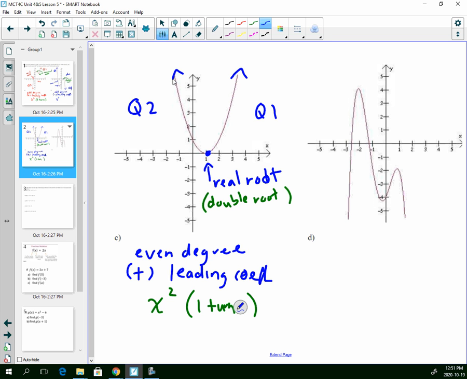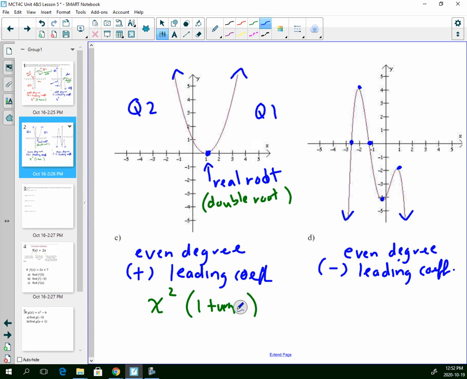This one here, D, the ends are going in the same direction, so I know it's an even degree. It's pointing down, so I know it's a negative leading coefficient. It has 1, 2, 3 non-real roots because this is where it turns but does not cross the x-axis. And then it has 2 roots there that are passing through, right? So it's got 2 real roots and 3 non-real roots.